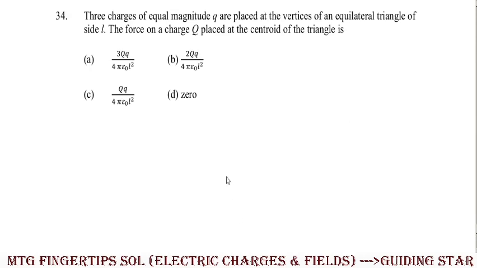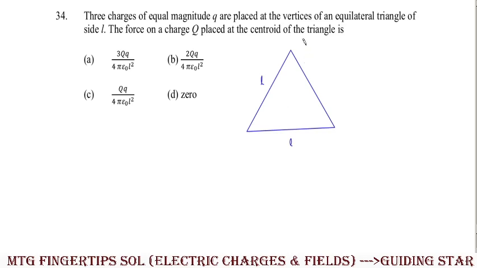Okay, so here in question number 34, it is saying that 3 charges of equal magnitude Q are placed at the vertices of an equilateral triangle of side L. The force on a charge Q placed at the centroid of the triangle is. So here there is an equilateral triangle, whose sides are all equal, and the side is given to be L.